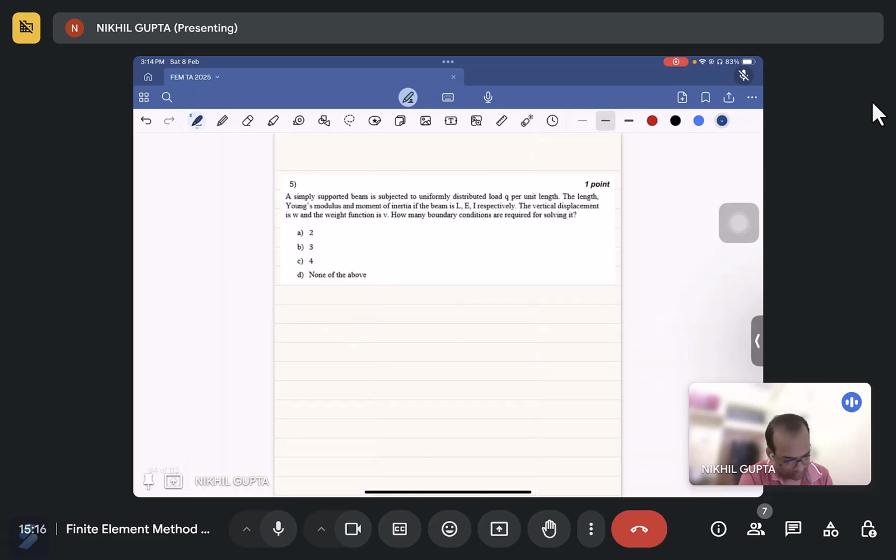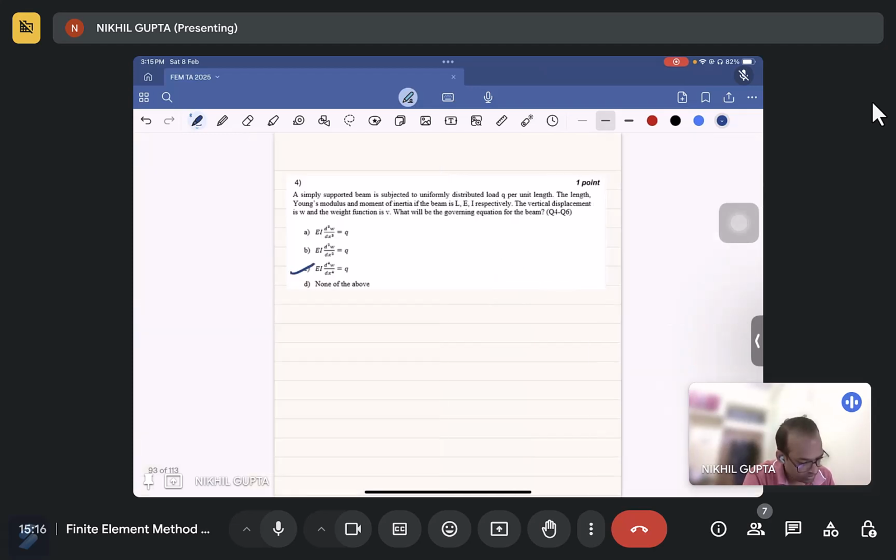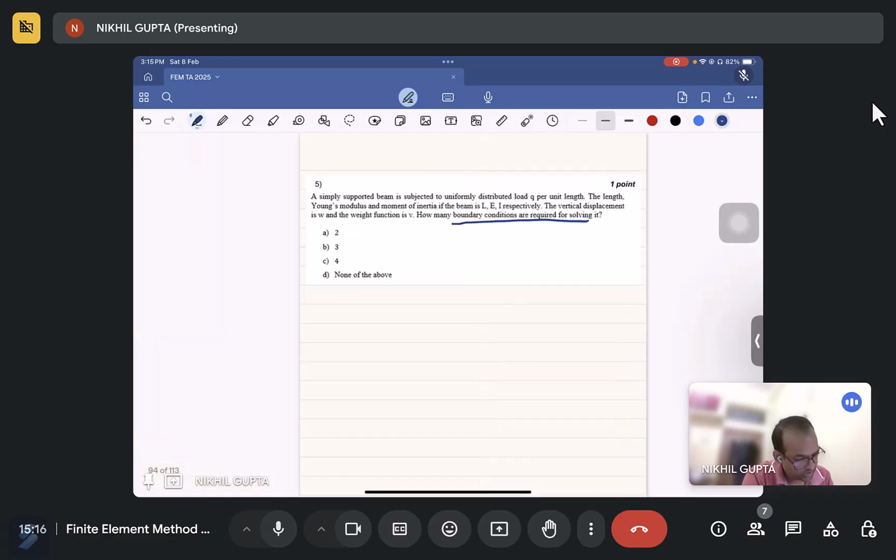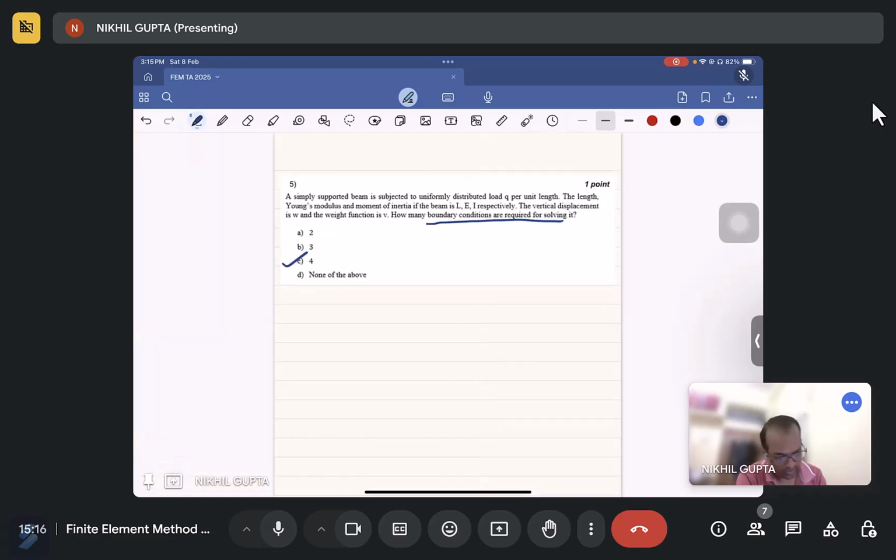Question number 5: a beam is subjected to UDL, length is given and A is given. We have to find the number of boundary conditions. As we know, the order of the differential equation gives the number of boundary conditions we require. It is 4.